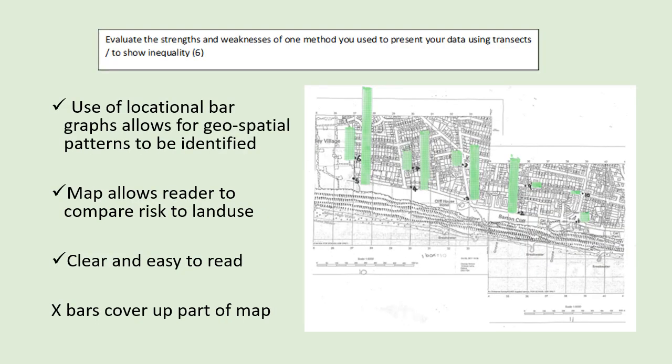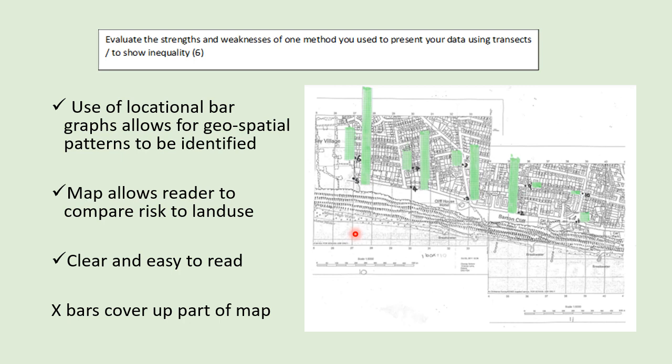Right, you may also be asked to talk about how you presented your data. So again, this could be a challenging question, but not if you know the answer. It's very easy. Evaluate the strengths and weaknesses of one method you use to present your data using transects to show inequality. Right, for both Vista and for Barton, we use locational bar graphs, and these are a nice example of the sort of locational bar graphs you should have drawn. The bigger the bar, the greater the risk.